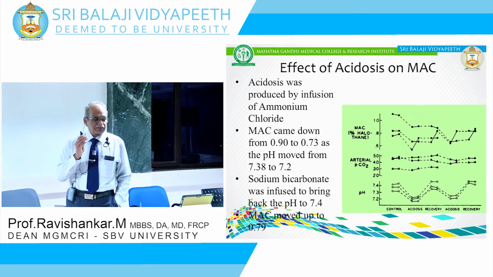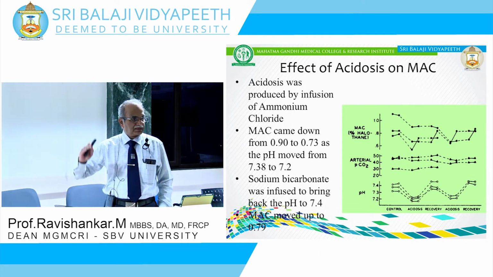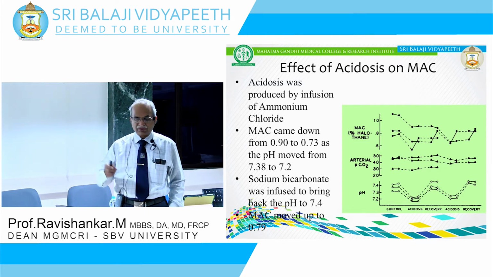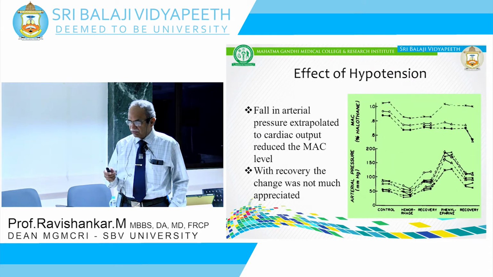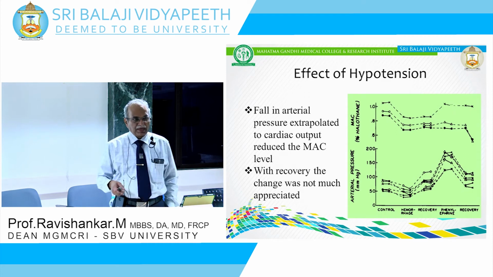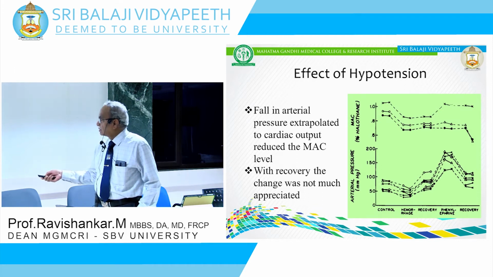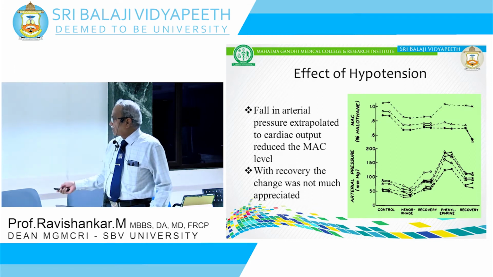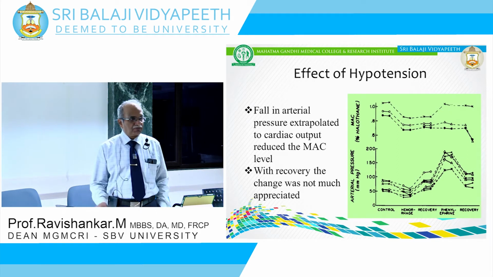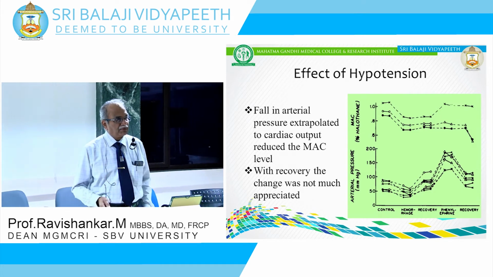So acidosis brings down the MAC, and normalization of the pH back to the normal level takes the MAC value back to normal. There is a correlation between the acidosis and the MAC requirement. Again, they looked at the effect of hypotension on MAC. Now, they produced a fall in the cardiac output. How did they do that? They produced a hemorrhage. They took blood out of the dogs and produced a hypotension, and then looked at the requirement of MAC.